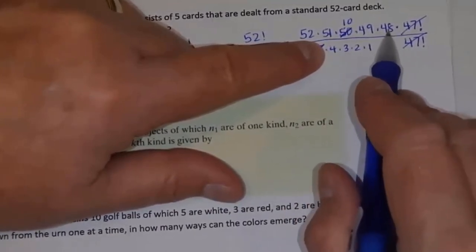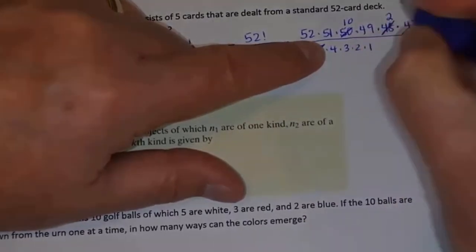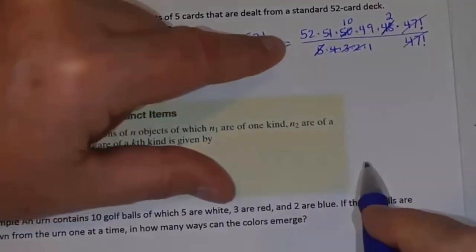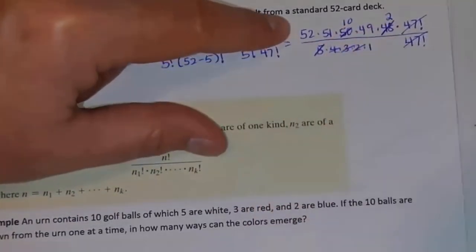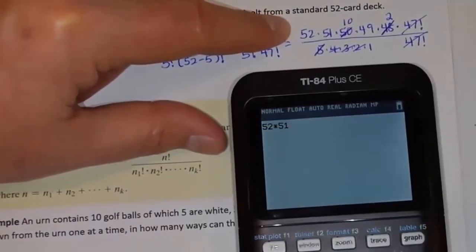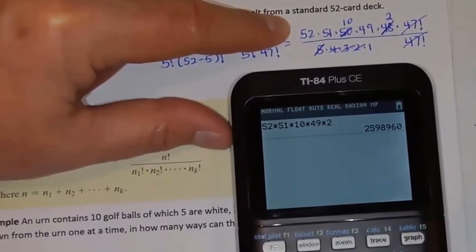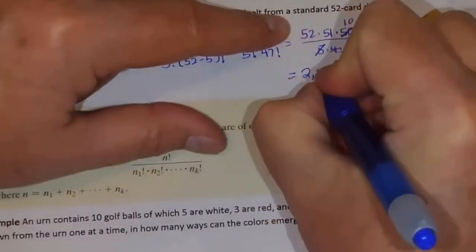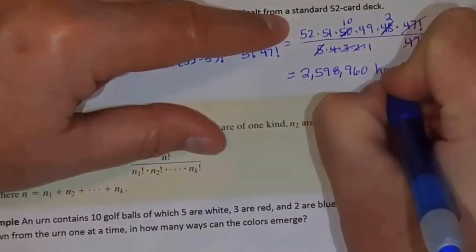4 times 3 times 2, that is 24. And 24 can divide out of 48. So 48 divided by 24 is 2. And 4 times 3 times 2 times 1 is the 24 as well. So everything's canceled. I'm left with 52 times 51 times 10 times 49 times 2. So 52 times 51 times 10 times 49 times 2, that would be 2,598,960. 2,598,960 different hands.